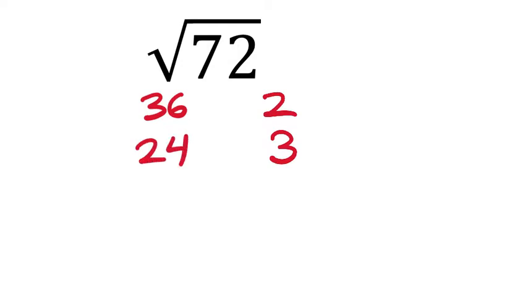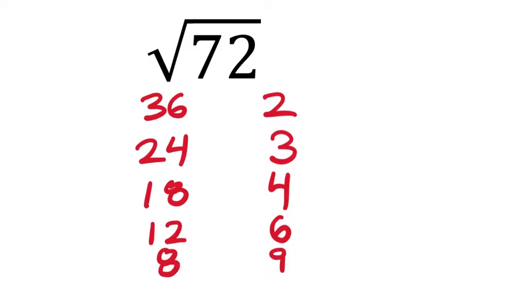I believe I can take 4 and multiply it by 18. Not divisible by 5, but 6 works. 6 and 12. And 9 and 8. And that's all of the factor pairs for 72. Now we're looking for the biggest perfect square. So let's identify our perfect squares here. I got 9, 4, and 36. Which of these is biggest?